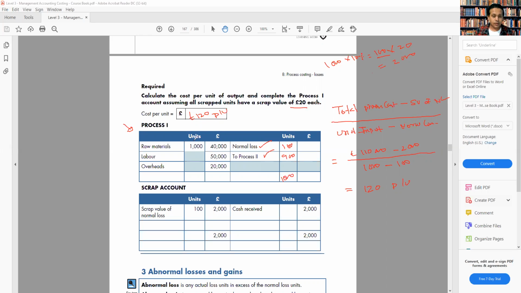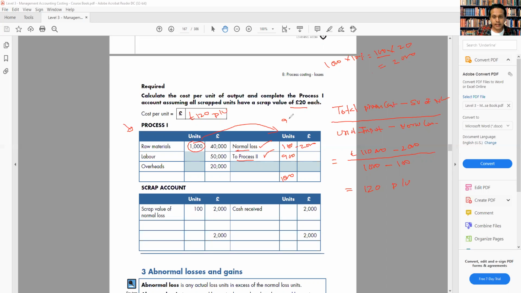So this 1000 unit, what was the input? Basically on the other side, this is the breakdown of that. What happened with the input? Is everything output, or are some of the units a loss? So basically this is the breakdown of all of this. We said 100 is the normal loss, and for process 2 the output is 900. The 100 units are valued at 2000, because the question said 20 per unit. For the 900, we already know that, 900 is the actual.